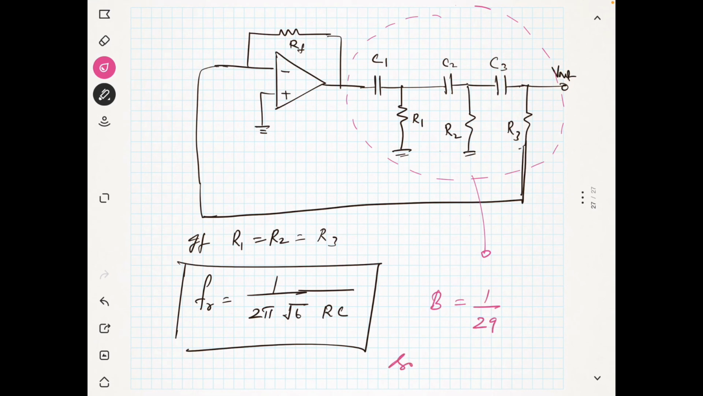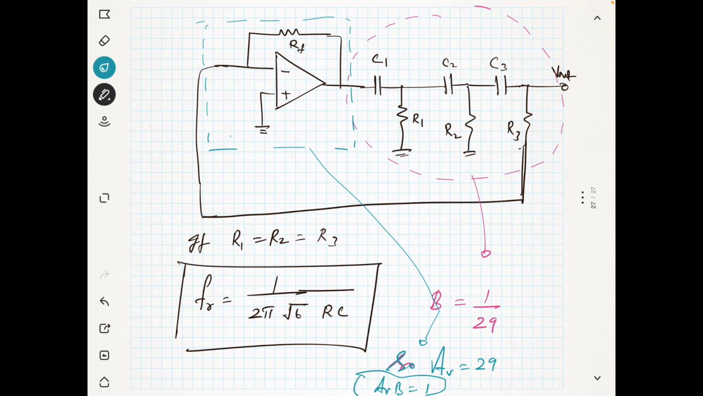So the gain of the amplifier, this is the amplifier part, AV should be equal to 29, then only AV into B is equal to 1, right? So initial startup, you can use any method as we have discussed before, but you see here the condition is AV equal to 29 and B equal to 1 by 29, so that we will be getting AV into B as 1.